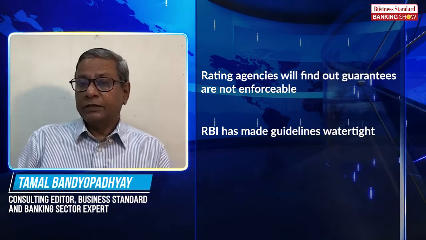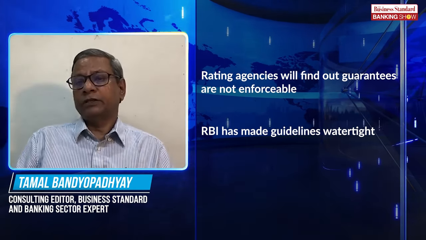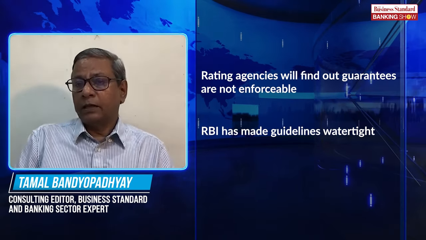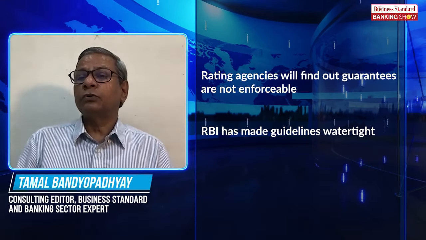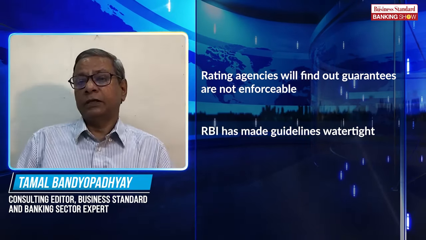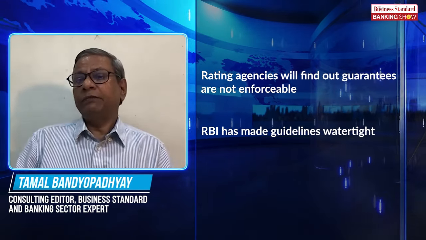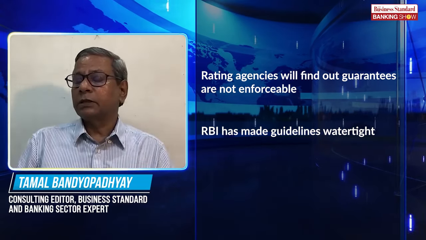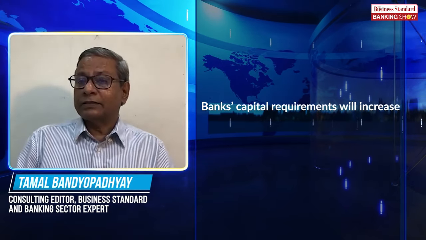So that's the case. Now, if that happens, my presumption is this: for all the universal triple A rated companies, there could be instances where the raters will find out that these guarantees are not enforceable. So they need to bring them down by a few notches. And if this indeed happens, certainly the banks' capital requirement will go up. And other things can happen.